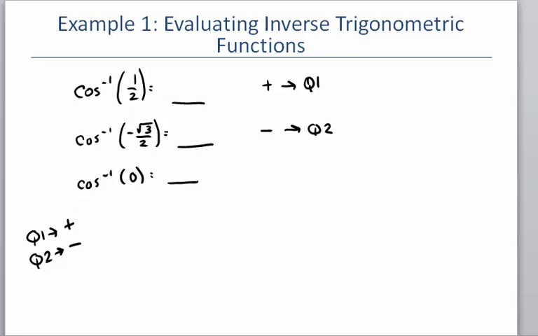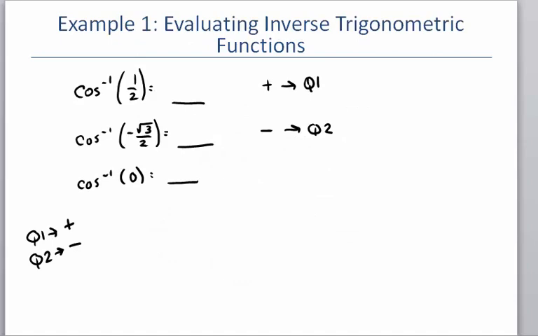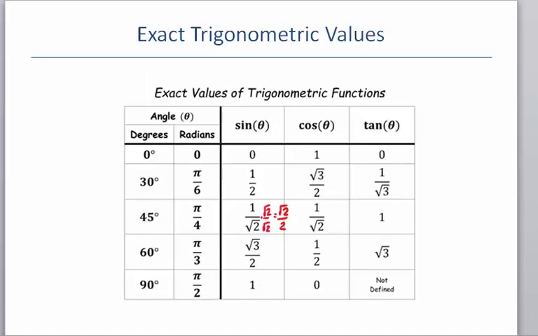Let's go to our chart and find a place where cosine is equal to 1/2. So cosine is equal to 1/2 here, and the corresponding angle would be pi over 3. Pi over 3 is in the first quadrant, and so we're done with the first example. Okay, so again, for the second one where we have the negative, we're going to pretend for a second that we don't, and we're going to find a place where cosine is equal to square root of 3 over 2. So that occurs here, and the angle is pi over 6.